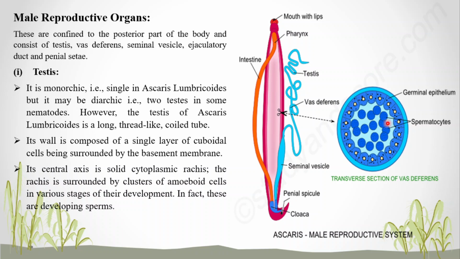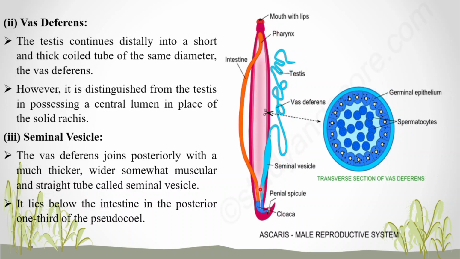So these all are developing sperms which are present inside the lumen of the vas deferens. And this is the outermost basement membrane, and this is the germinal epithelium or cuboidal epithelial cells. Okay. Now we'll see the second structure, organ of reproduction, the vas deferens.